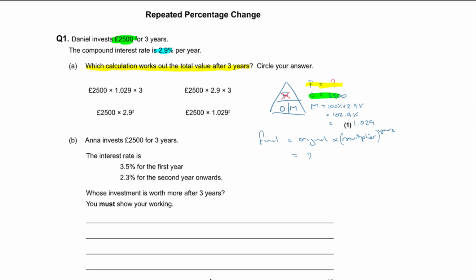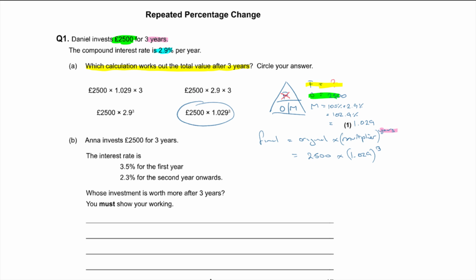So then subbing in what we know, final is the thing we want to find. Original was 2,500. The multiplier is 1.029. And the number of years is 3 years, isn't it? So we're going to raise that to the power of 3. Okay, so which one of those looks like that? It is that one there.